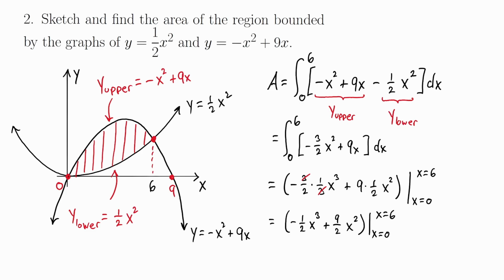Now the nice thing about the lower limit being 0, both those powers of x evaluate to 0, which means the only part that survives after we plug in the limits from the fundamental theorem of calculus is the part when we plug in x equals 6. So what we get here is minus 1/2 times 6 cubed plus 9/2 times 6 squared. And if you work through that, you can show that you get as your area, that comes out to 54. And that is it for quiz 2.